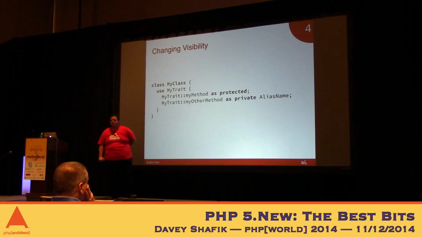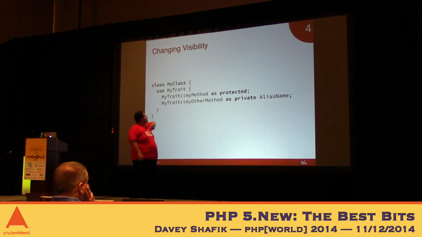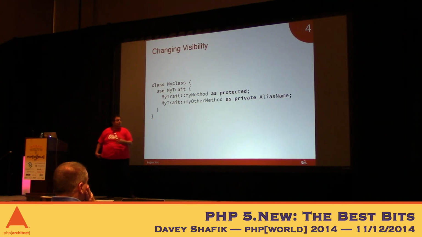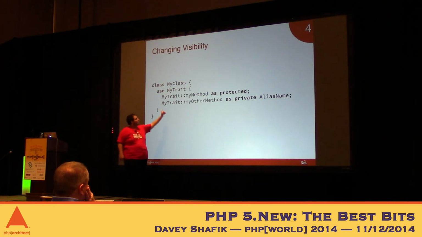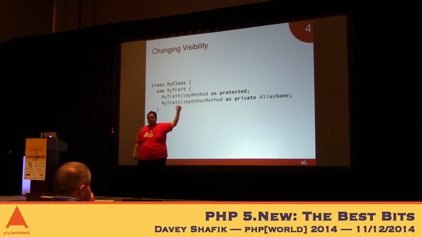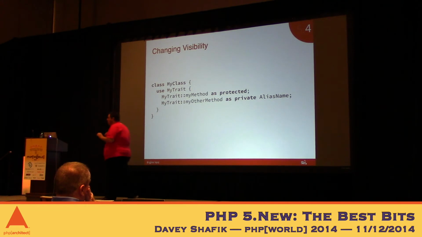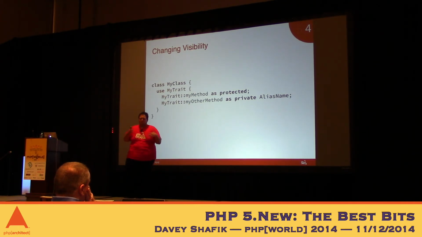You can also change visibility. So basically, since 5.4, they completely made it possible to break the object model. Inside of your use statement, my trait, my method as protected, so it doesn't matter what it was in the trait, it will come in as protected. And you can also bundle that with aliases, so my trait, my other method as private, and then the alias name, okay? So bear in mind that by doing that, you're potentially breaking the contract that people expect you to set from the trait itself, okay? So that creates spaghetti code. Again, it's one of those code smells. If you're doing this, you're probably writing it in the wrong way.